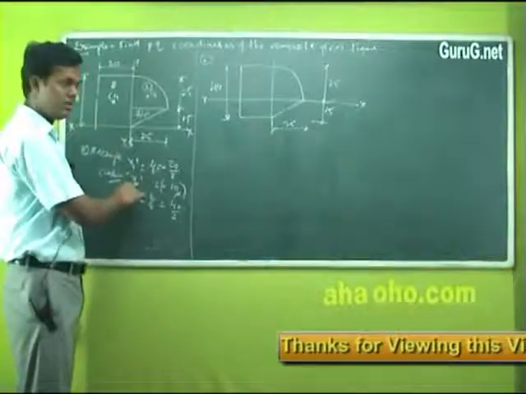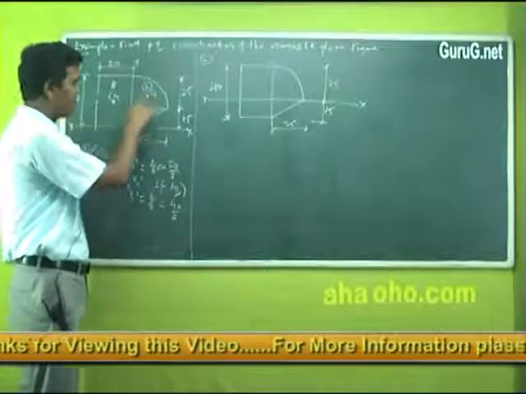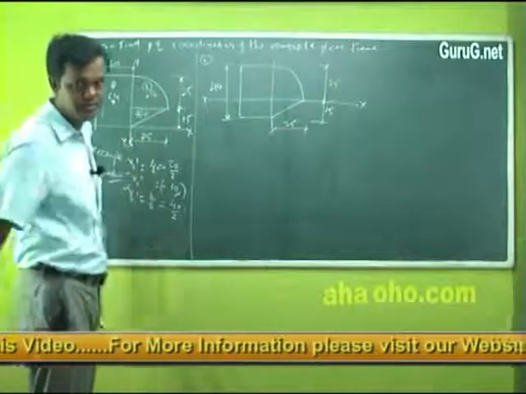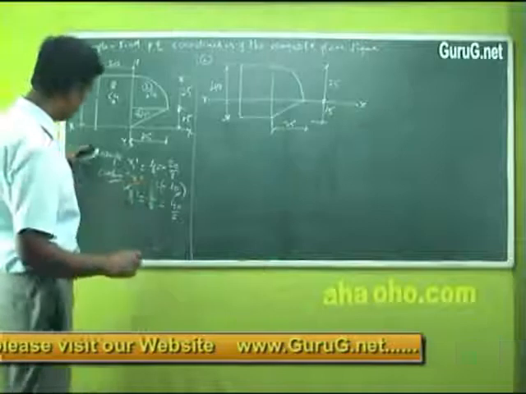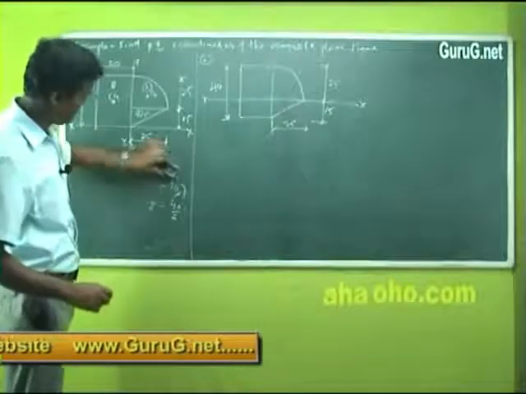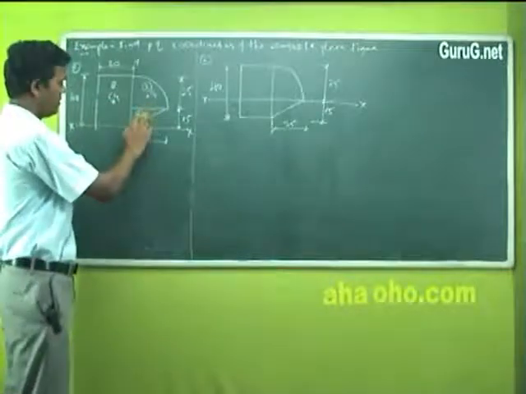1 denotes portion number 1. 2 means portion number 2, the triangle. 3 means portion number 3, this quadrant. Okay. Now the rectangle is over. I will just erase it because of space. Then I will write for the triangle.